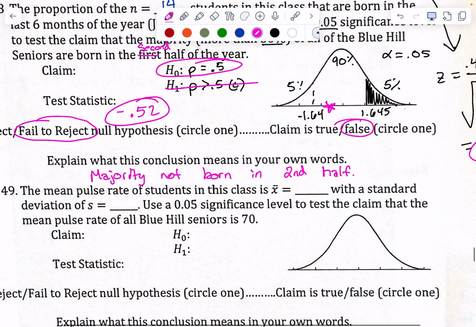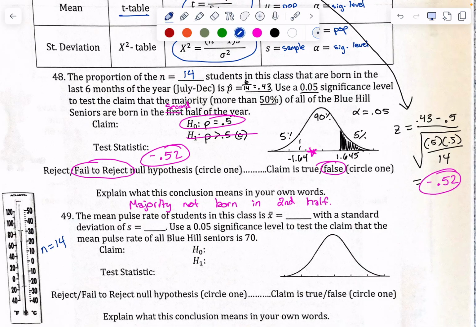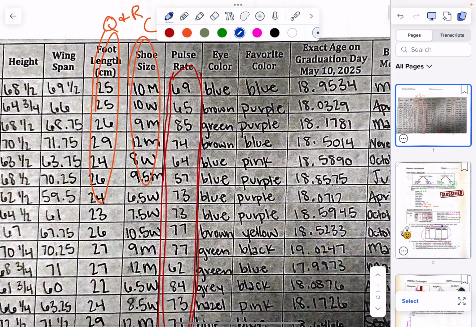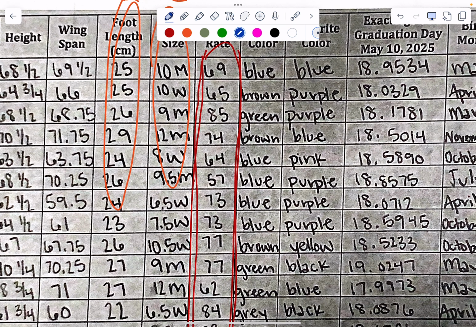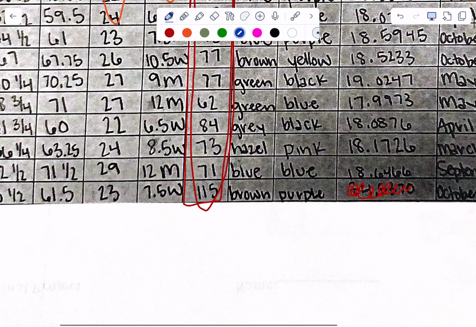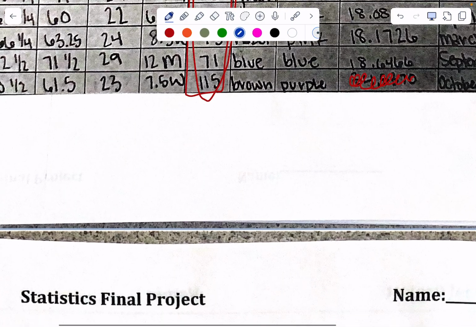Okay. The mean pulse rate of students in the class is... Didn't we already do this? I guess we could have done it with me, but let's just leave it without me. N is 14. We need a mean and a standard deviation for pulse. What page did we do pulses on? I don't think we've ever done mean for pulse. The pulse rates are 69, 65, 85, 74, 64, 57, 73, 73, 77, 77, 62, 84, 73, 71.